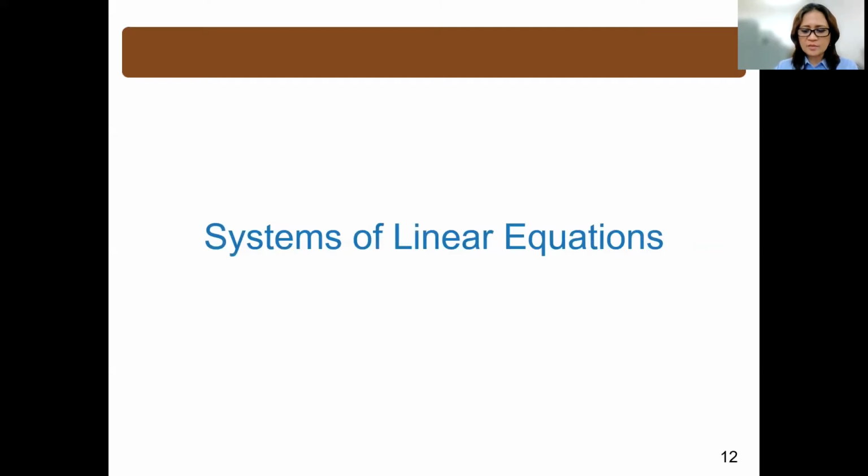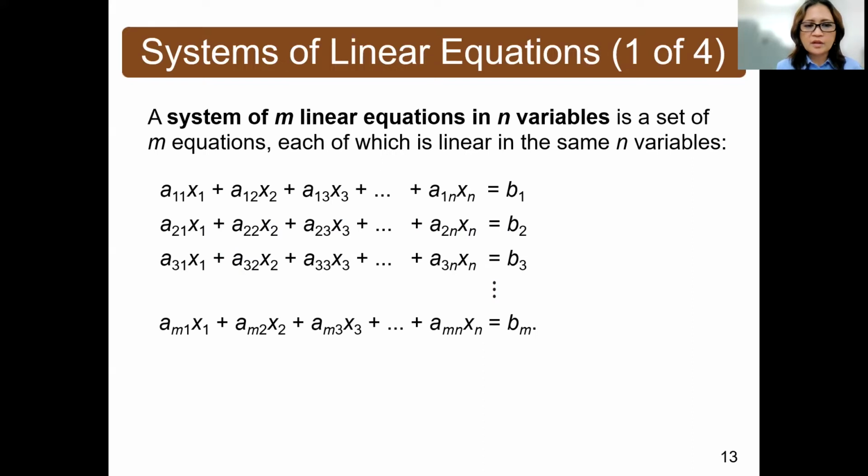Now, what is a system? How do we define a system of linear equations? A system of m linear equations in n variables is a set of m equations, each of which is linear in the same n variables. So notice that here we will have m equations in n unknowns.